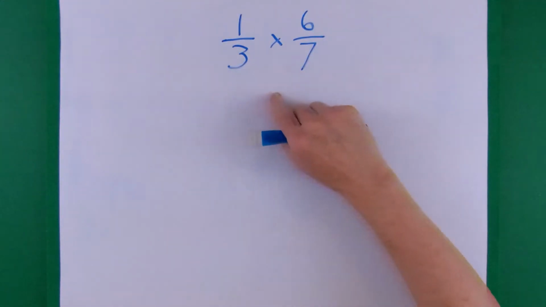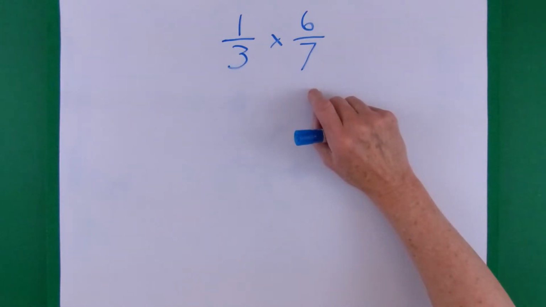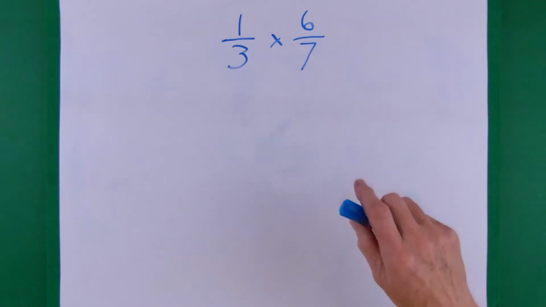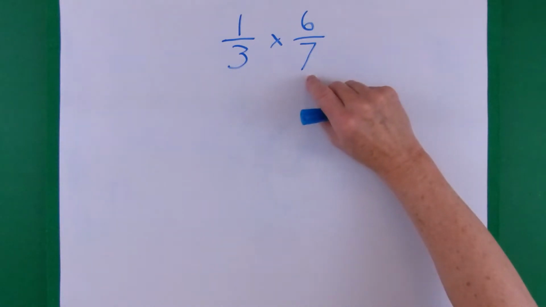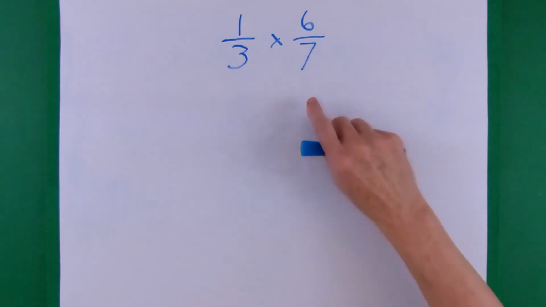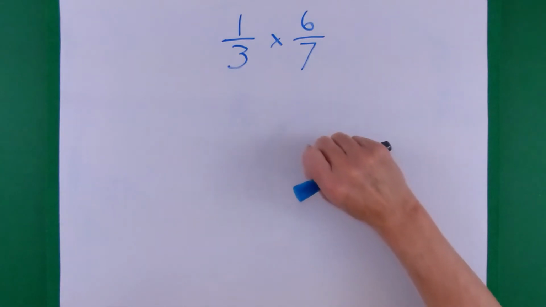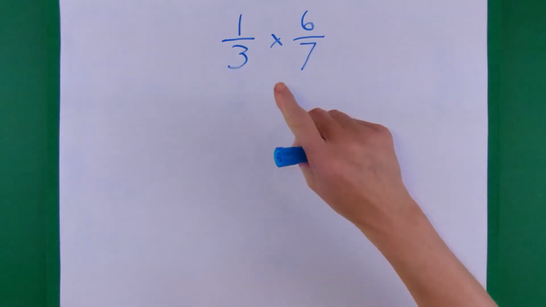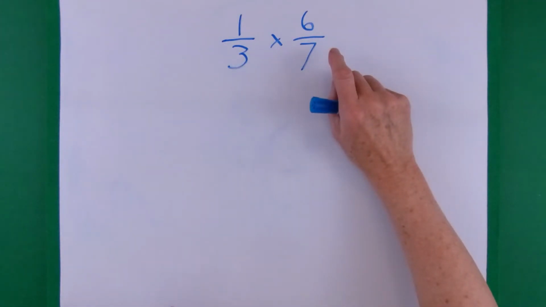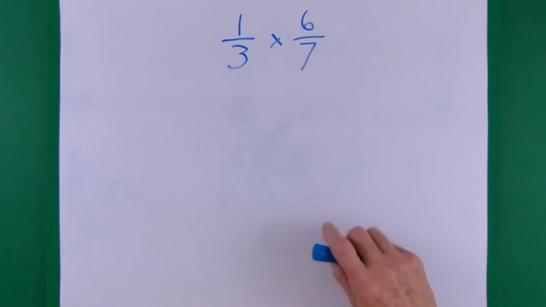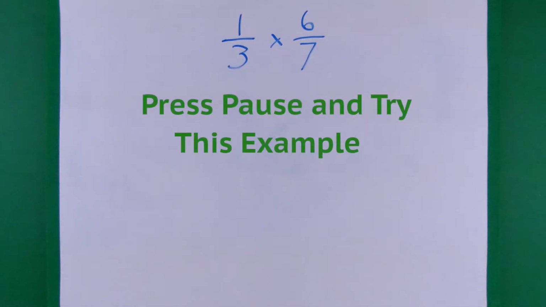You're going to try this example yourself. Remember, try to cancel a top number with a bottom number first, then multiply the bottom numbers to get the new type of fraction, then the top numbers to get the new top number. Press pause and try the example.